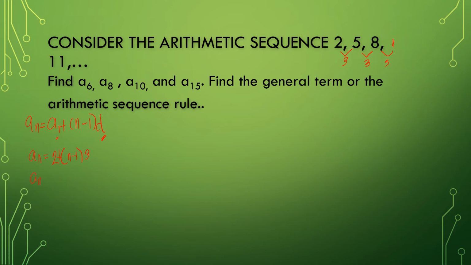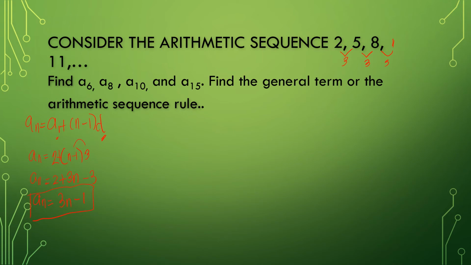a sub n is equal to 2 plus, by distributive property, n times 3 is 3n, negative 1 times 3 is negative 3. So, a sub n equals 2 plus 3n minus 3. Combine like terms, 2 minus 3 is negative 1. So, this is now the general rule for the arithmetic sequence 2, 5, 8, and 11.